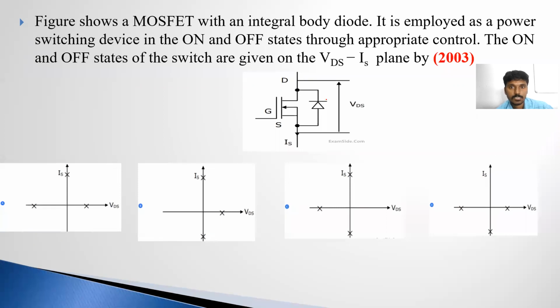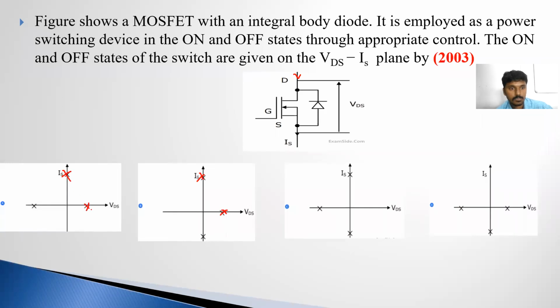If the switch is in the on condition, the current is flowing. Clear? And voltage is present. This is the supply voltage, not a voltage across the switch. Please remember that point. Voltage is present and current is also flowing. Next, what happens in the off state?